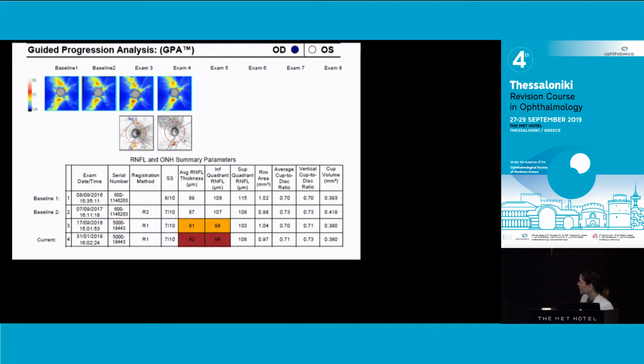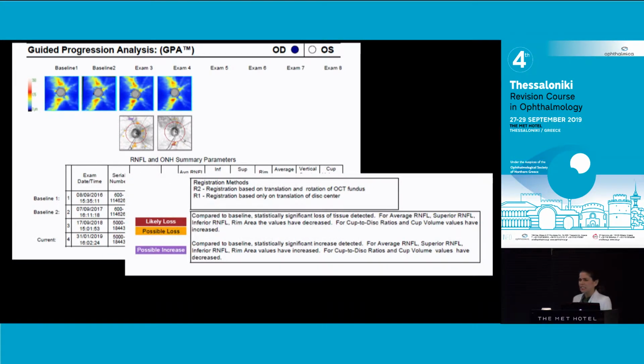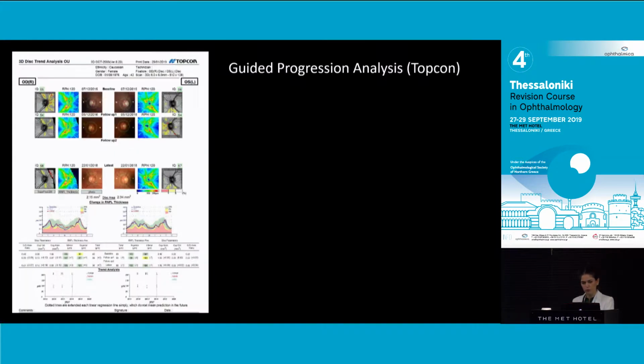And then on the second page, you get a set of parameters where abnormal values are highlighted. It's worth spending 5 minutes reading this printout because it does give you all the information that you need. It tells you exactly what this means and what that means. I'm not going to read that to you, but these printouts are meant to be self-explanatory for an ophthalmologist.